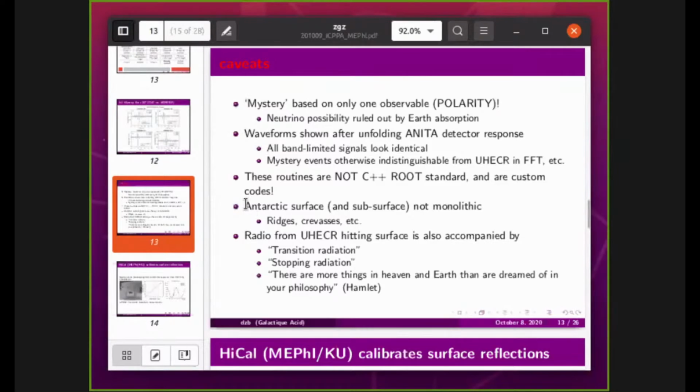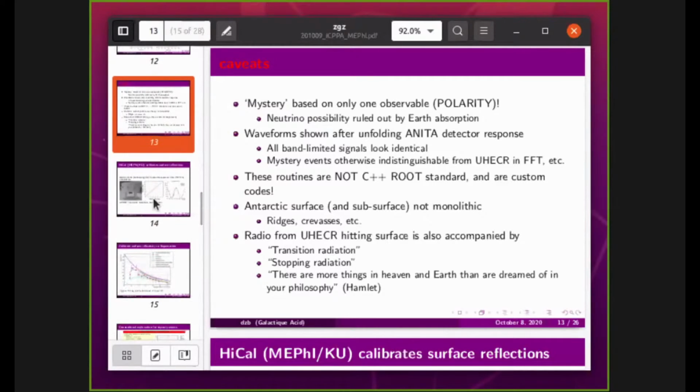Then the other thing is that, of course, the Antarctic surface is not monolithic. There are ridges and crevasses, etc. And then also radio from ultra high energy cosmic rays hitting the surface is also accompanied by so-called transition radiation. If the ultra high energy cosmic ray core hits the surface, it will produce so-called transition radiation or stopping radiation. And as Hamlet said, there are more things in heaven and earth than are dreamed of in your philosophy. So those are the caveats to keep in mind.